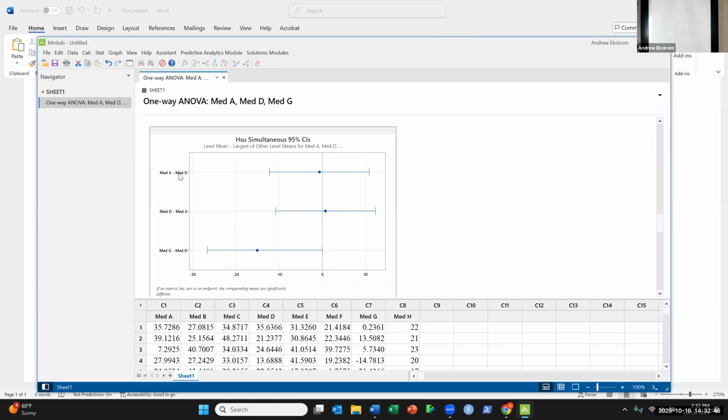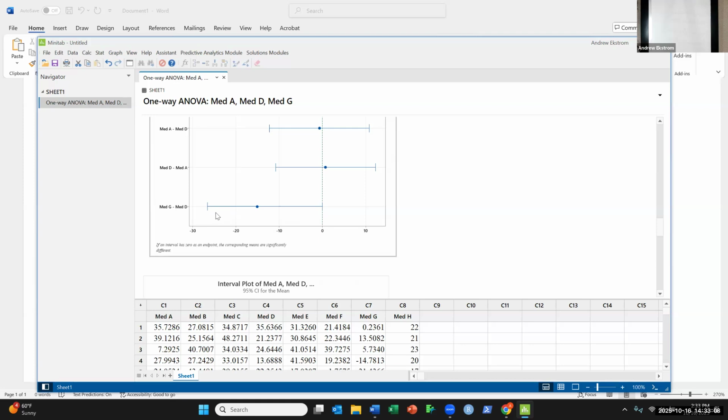And then it's already decided that I believe medication D is the best, because you can see up here, level mean, largest of other level means for everything that we took. So that's telling us we're looking at the largest value and comparing it against that. And this is kind of telling us D and G are maybe a bit different.